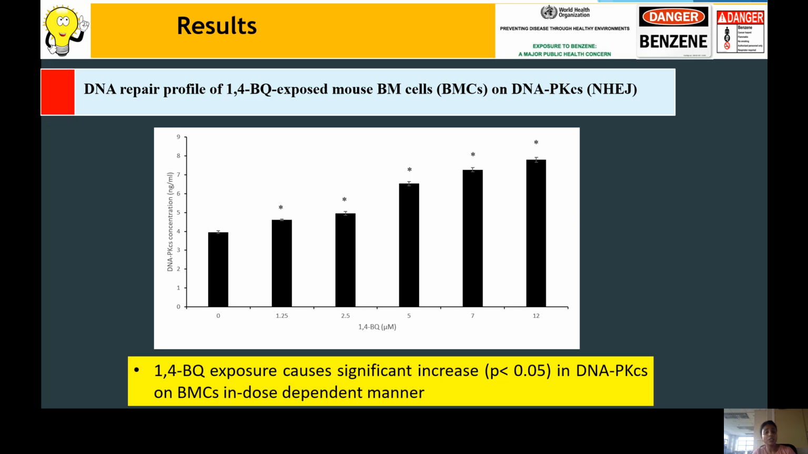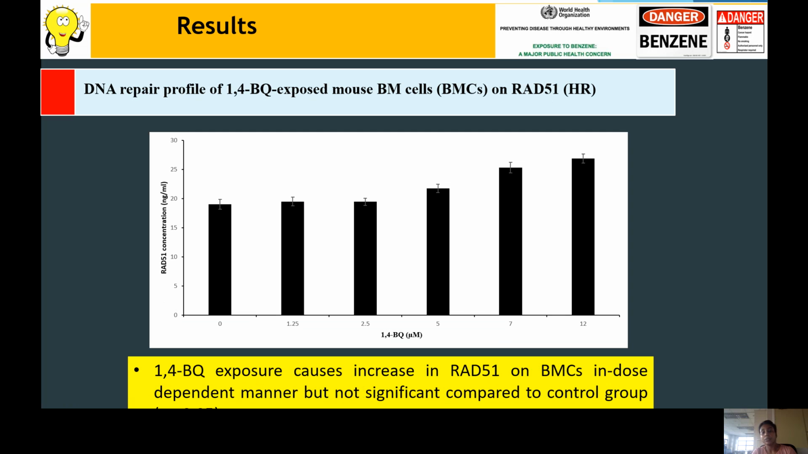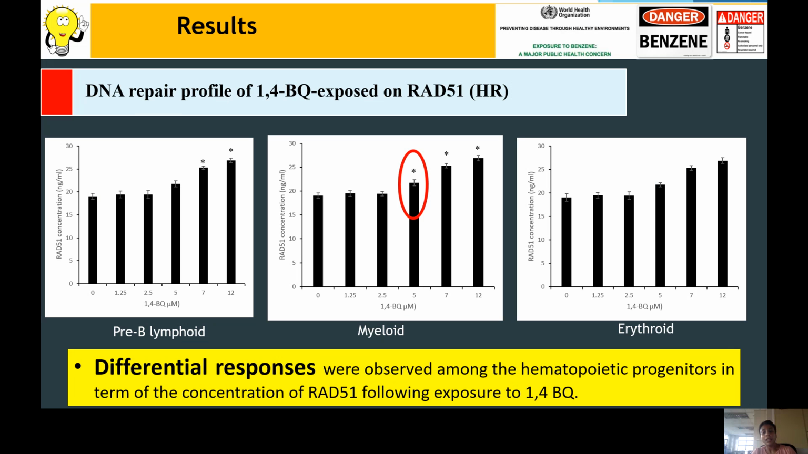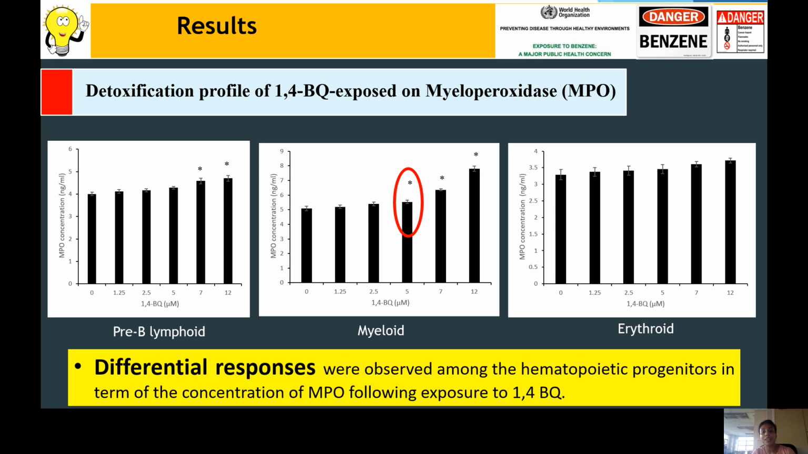The results show that there are differential responses among the progenitors. For example, for non-homologous end joining, the error-prone repair happened most probably in the myeloid cells, as you can see it occurs even starting from the lowest concentration of 1,4-benzoquinone. For RAD51, which represents homologous repair, it is not significant in erythroid, but it is significant in myeloid and pre-B, starting as low as the fifth concentration of 1,4-benzoquinone.